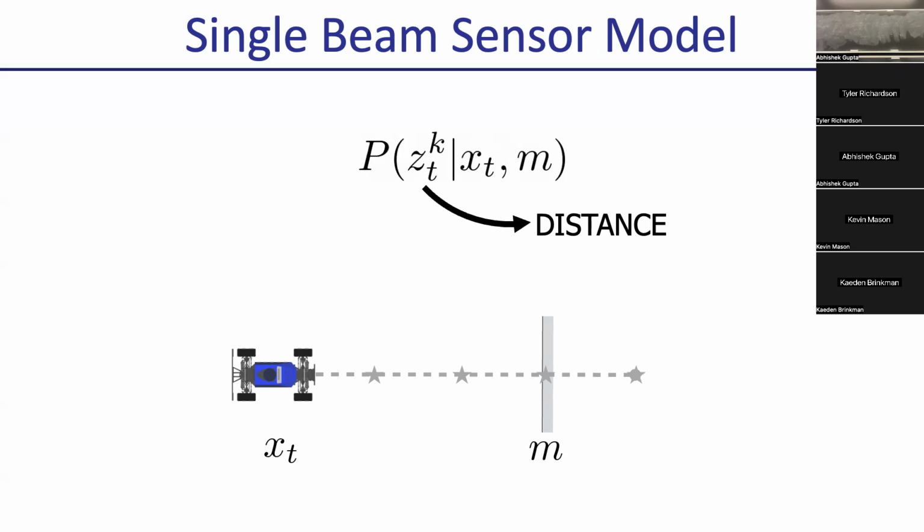Why is that not a good idea, to just treat that as a fixed number? You have the map, so you just put your robot in the map and compute the distance in the map to the closest obstacle. That's your ZTK. So why is that not a good idea?